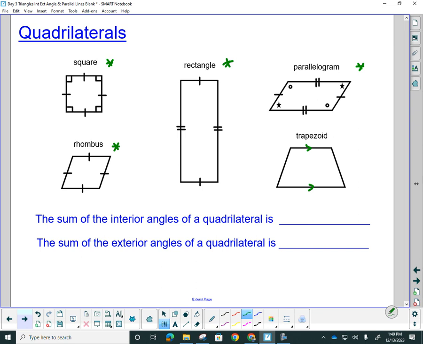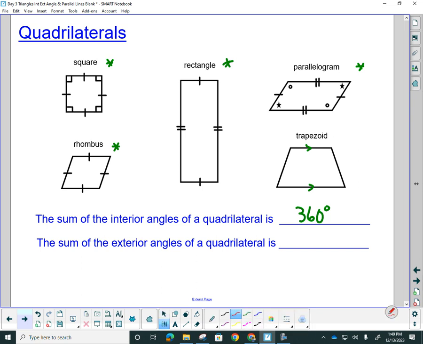So it gets a little bit twisted, and we have that. But the sum of the interior angles of a quadrilateral, all the angles inside of a quadrilateral, add up to 360. And there's a really cool little demonstration as to why that is.